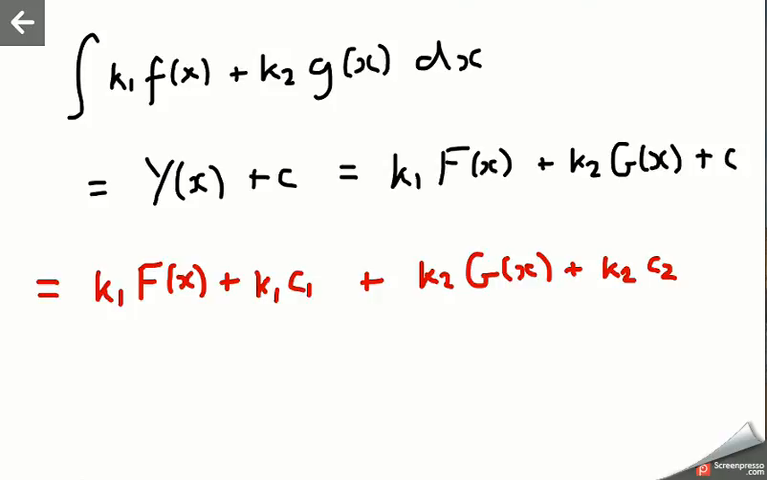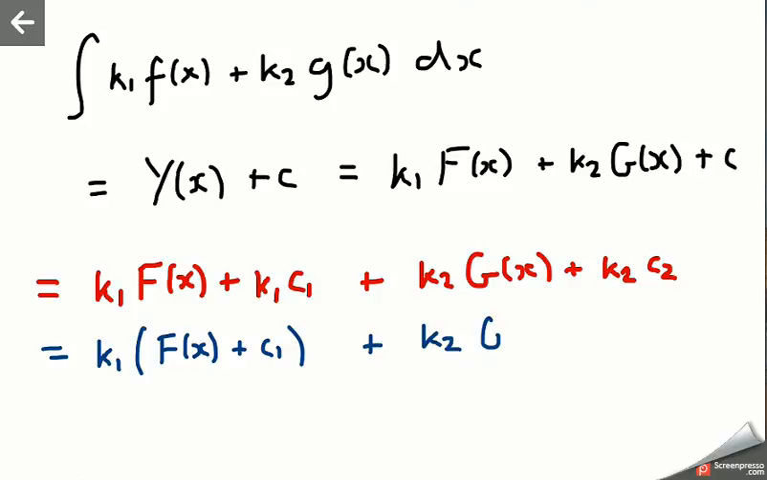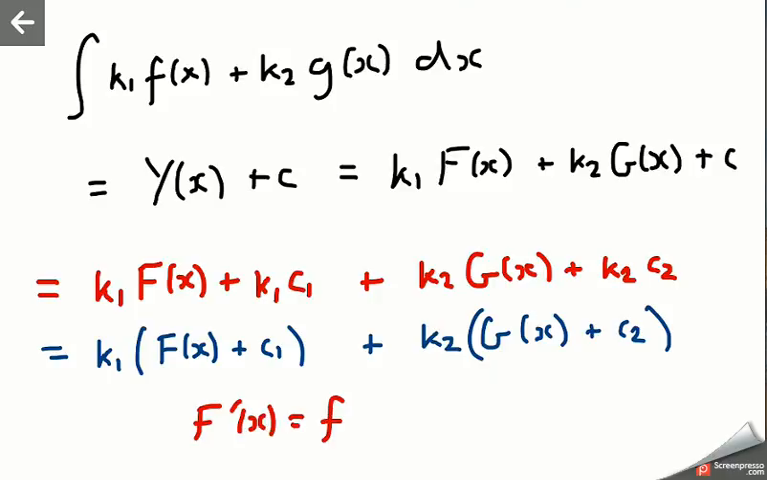And now, the reason why I multiplied by k1 and k2, we're going to factorize those out. So this is equal to k1 times big F of x plus c1, where c1 is just some arbitrary constant, plus k2 times big G of x plus c2, where we factorized out the k2, and of course c2 is just some arbitrary constant. And then we're nearly done, because big F prime of x equals little f of x.